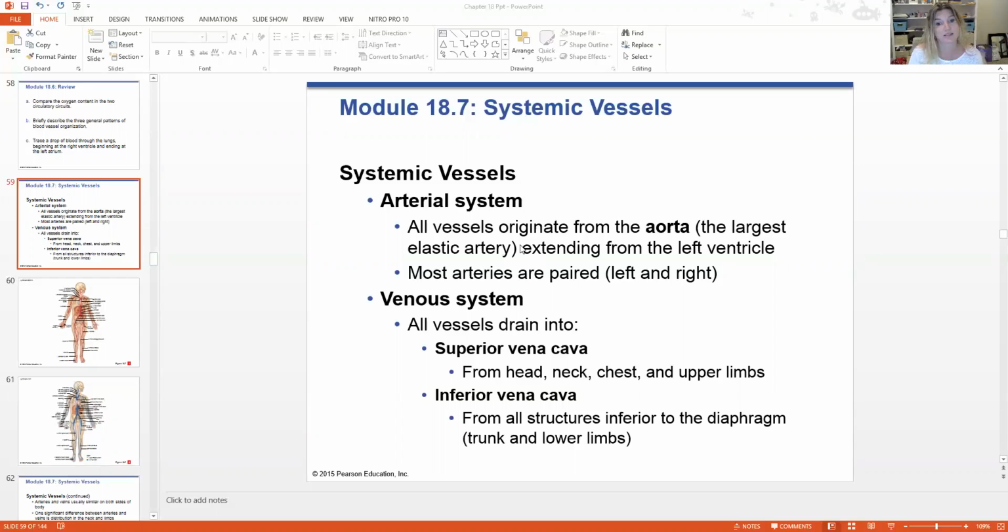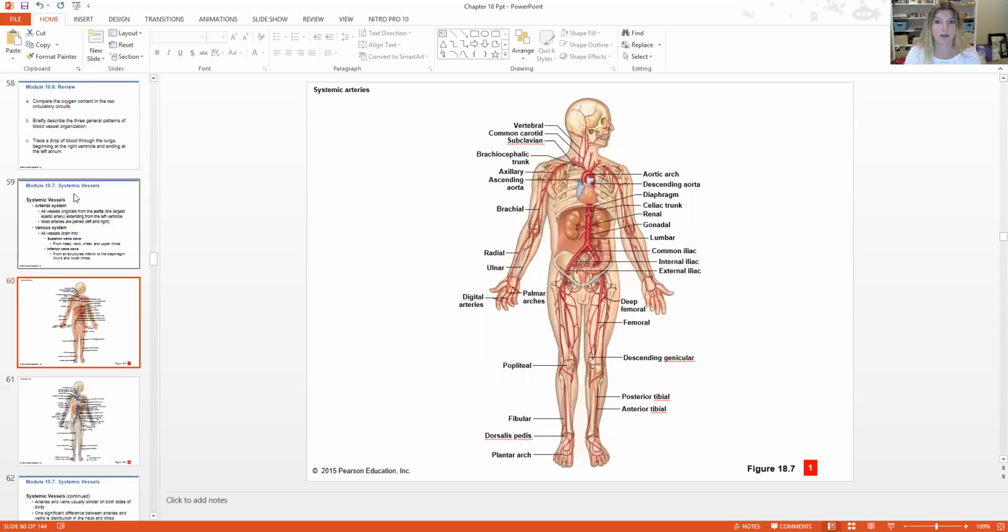Then our venous system is basically all leading to our superior and inferior vena cava. The superior vena cava drains all of the veins from our head, neck, upper limbs, right? Chest area. Our inferior vena cava is draining all of the blood basically underneath of the diaphragm. So anything, trunk, lower limbs, abdomen, all coming in through the inferior vena cava to the bottom side of our right atrium.